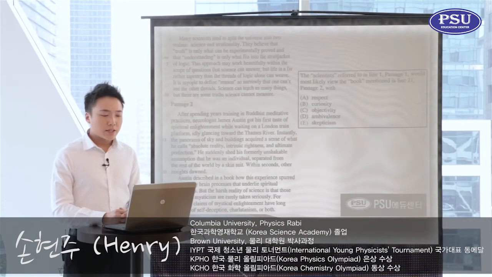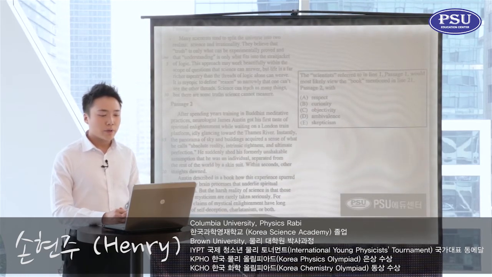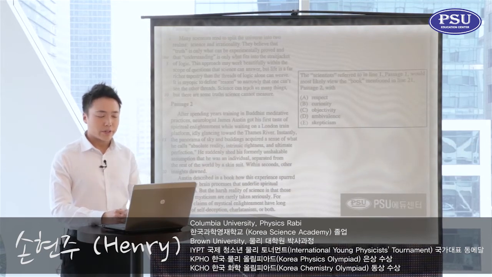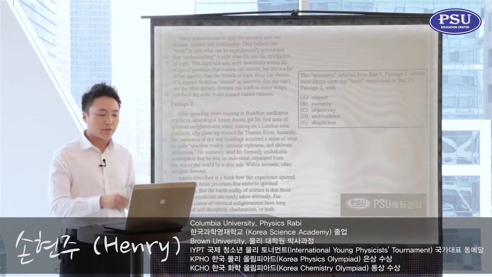So let's go on to the question and see what the questions are like. It says, the scientists referred to in passage 1, line 1, passage 1 would most likely view the book mentioned in line 21, passage 2 with, and we have 5 choices over there. So whenever you see something in quotation marks, that's taken from the passage.